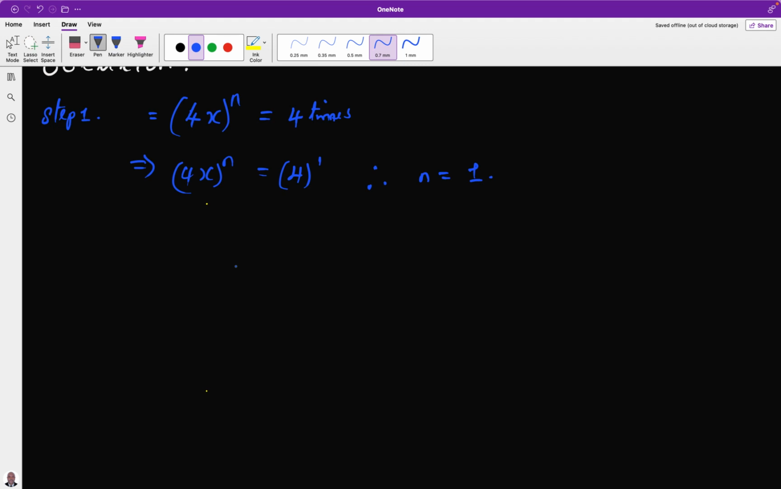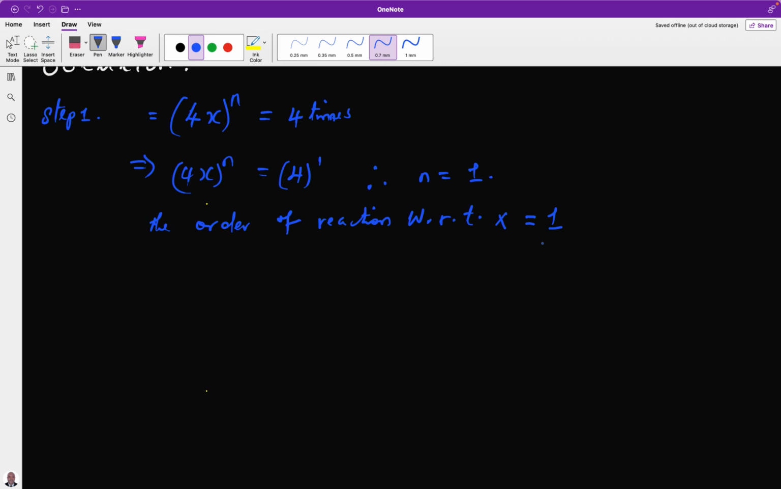And if n is equals to 1, the order of reaction with respect to x will be equals to what? The order of reaction with respect to x will be equals to 1. So x is 1, the order of reaction.